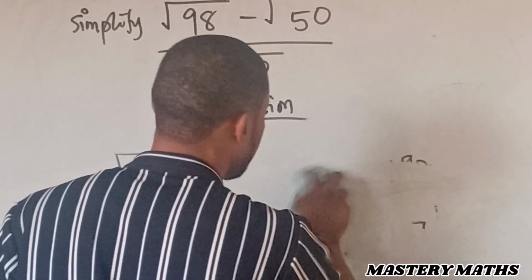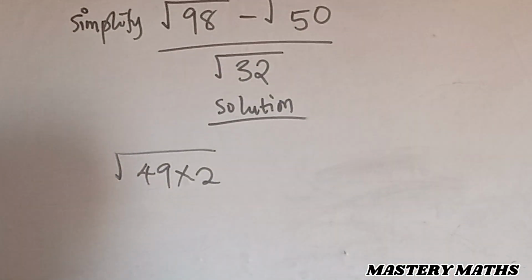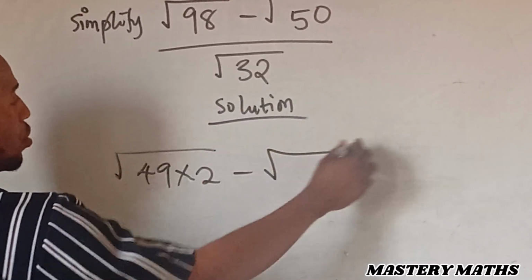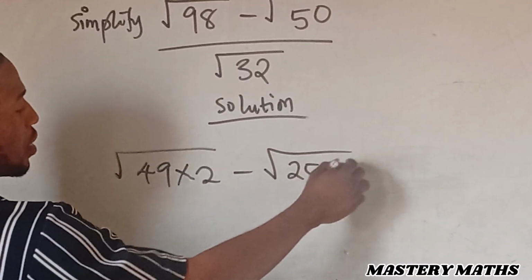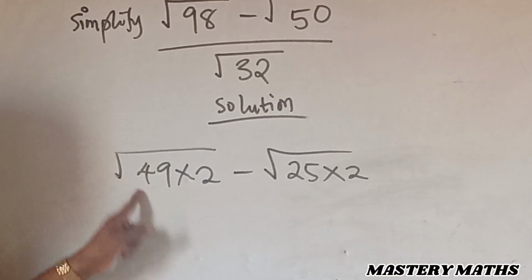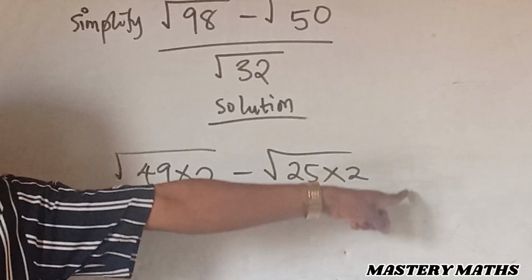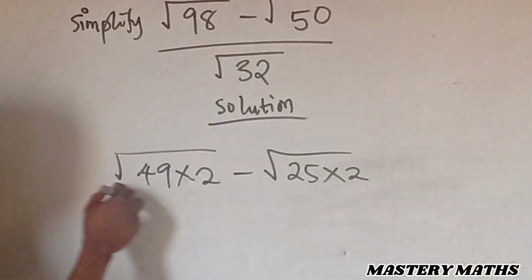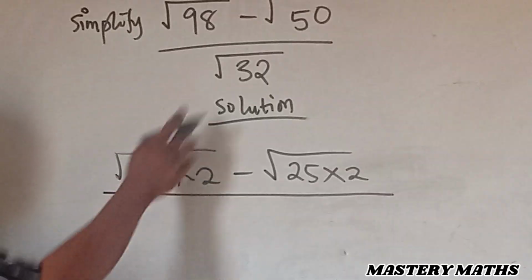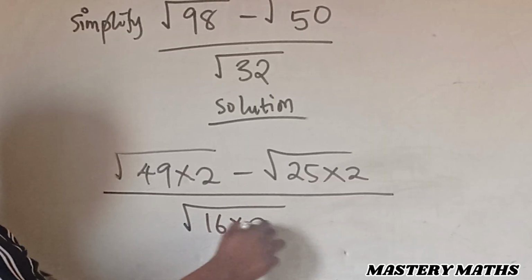Now, after doing that on the board, you have your next one, which is root 25 times 2. The same thing I did here that gave us 49 times 2, the same LCM, that's what you do to get a rational and irrational number. Then all over, you have this, which will give us 16 times 2.